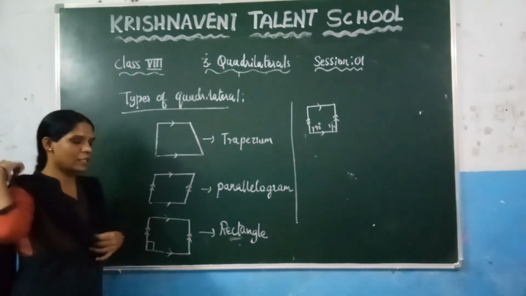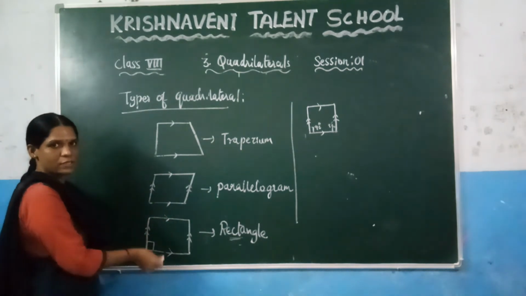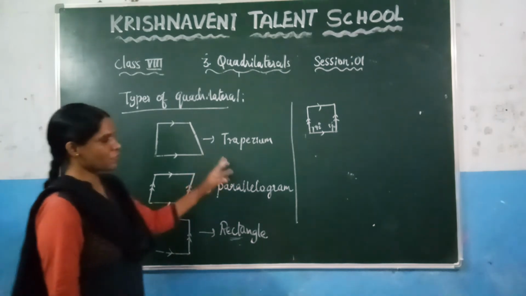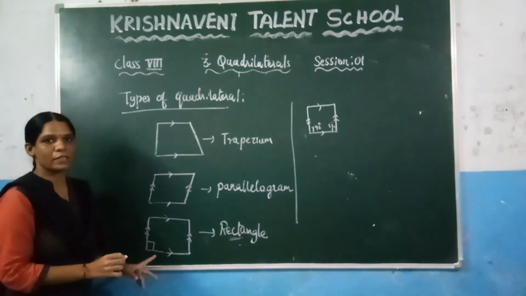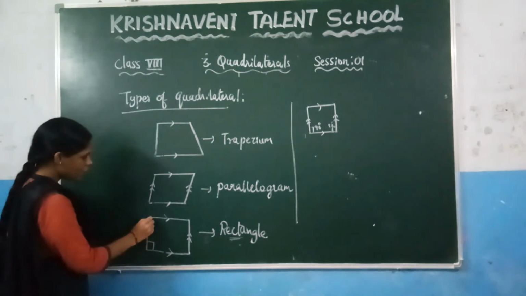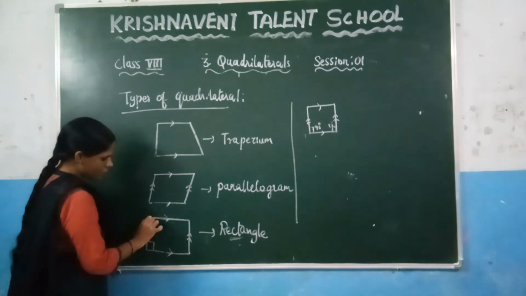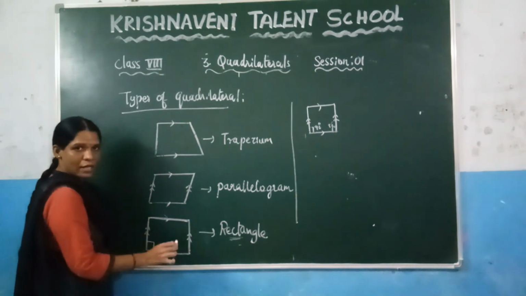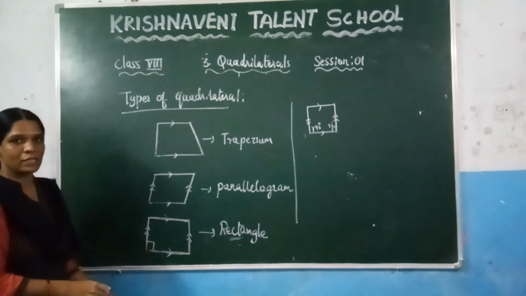Here you can observe that these two sides are equal in this case. So you get a square if the adjacent sides are equal. What is meant by the adjacent side? Adjacent side means the next side. The adjacent side of this one is this one. Similarly, the adjacent side of this side is this side, and the adjacent side of this side is this side. That is, the next side we call an adjacent side.